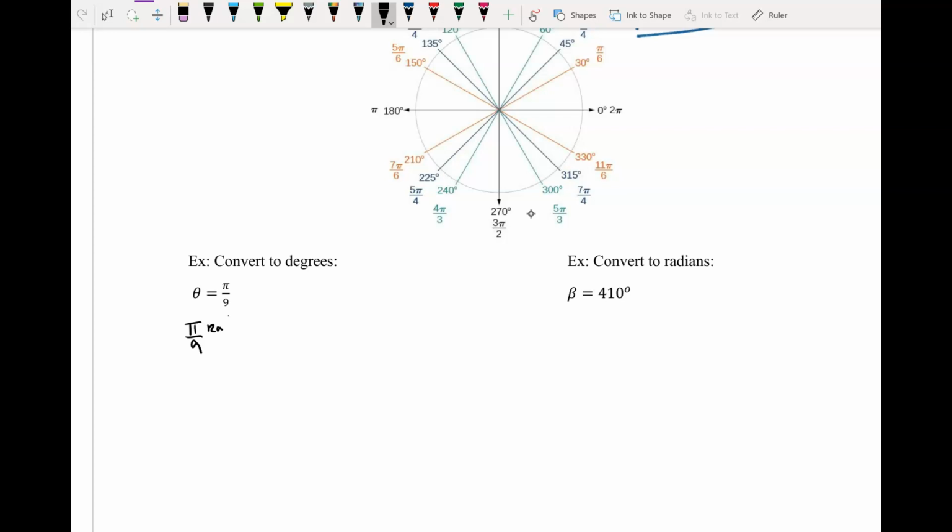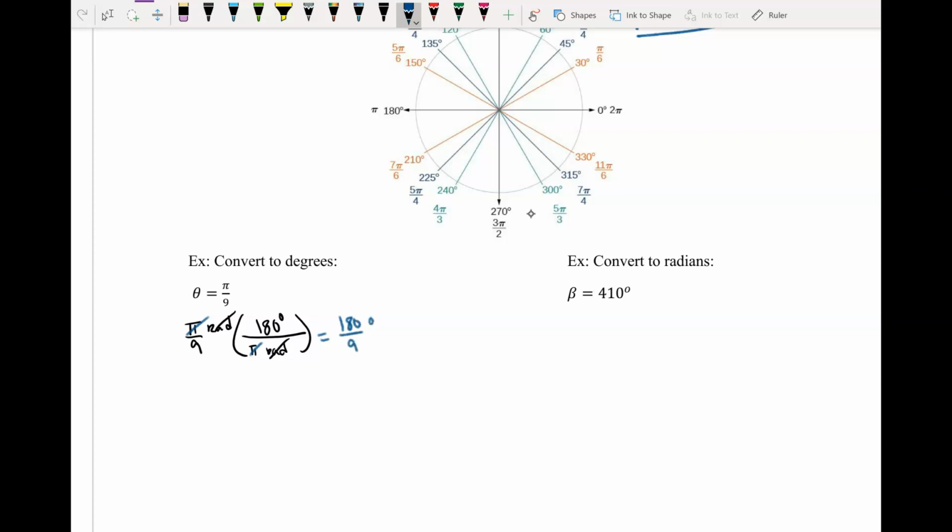So I'm just going to write radians for now. Typically we don't write radians, we just leave it blank. So we know that in pi radians, there's a total of 180 degrees. So you can see that the radians cancel out. Also the pi's cancel out. And we just have 180 over 9 degrees.